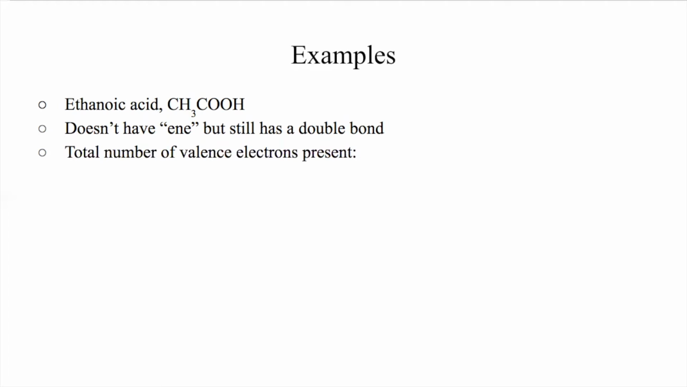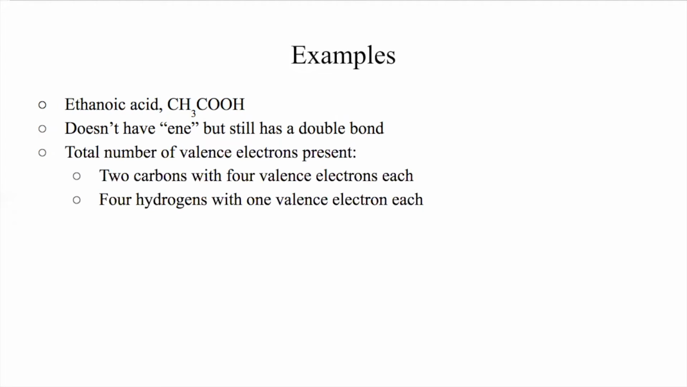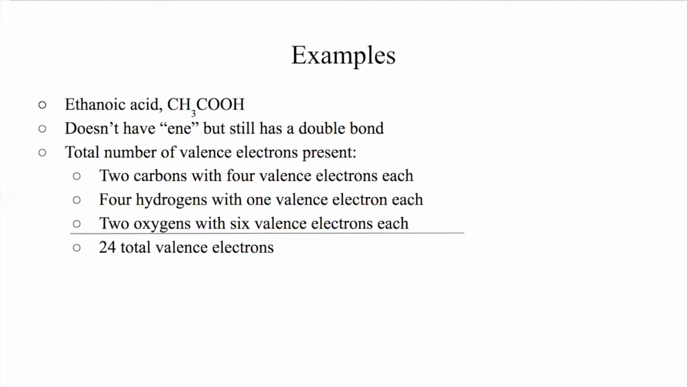Let's find the total number of valence electrons present. There are 2 carbons with 4 valence electrons each, plus 4 hydrogens with 1 valence electron each, plus 2 oxygen atoms with 6 valence electrons each. This adds up to 24 valence electrons.